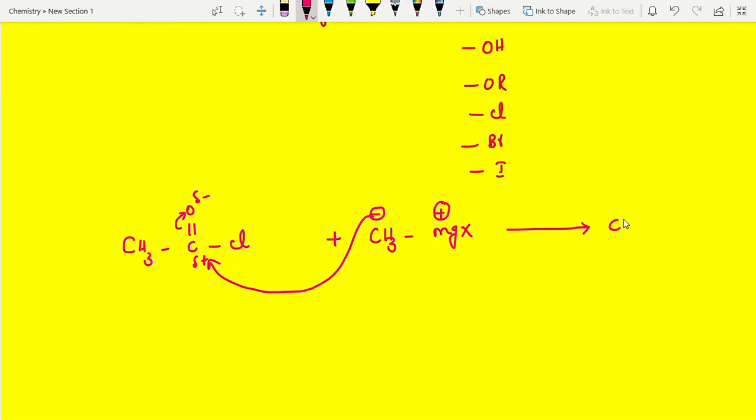Write the first step: CH3 CO minus MgX. X means you can take anything. If you take chlorine, yes, you can write chlorine. Next, the CH3 that we have taken, you can write that also. That's all, students, up to here. I hope everybody is clear.